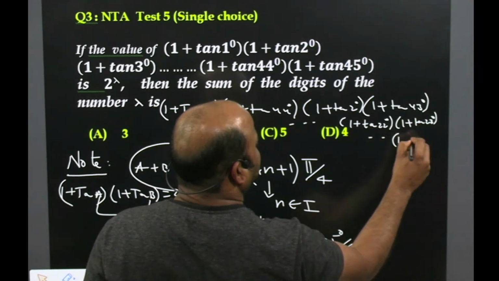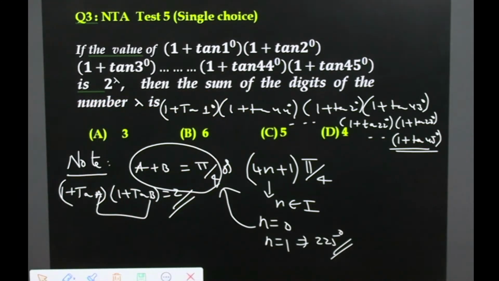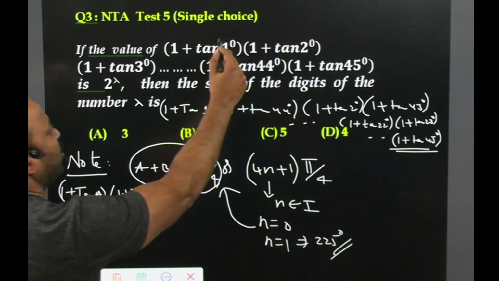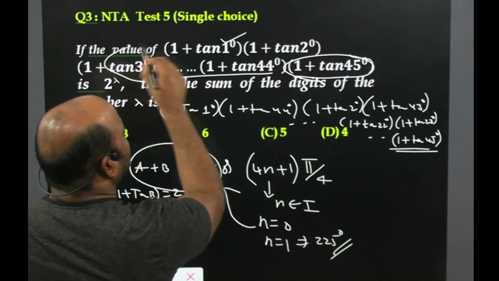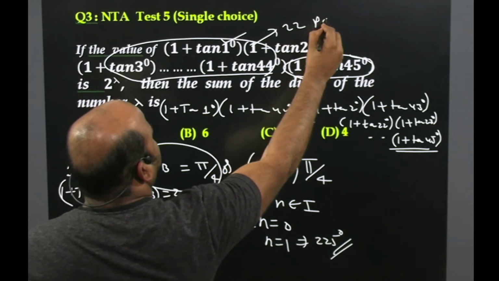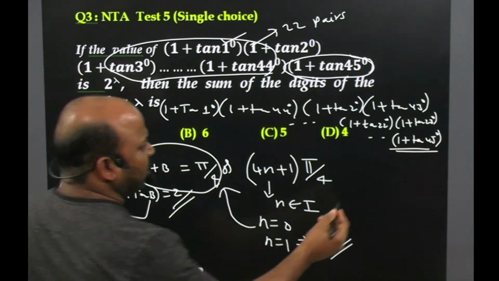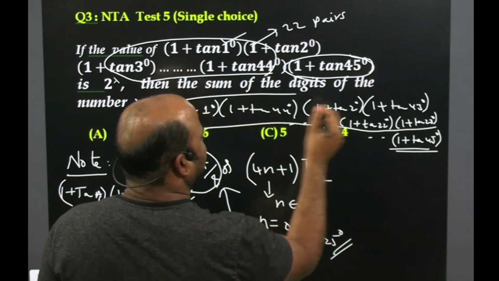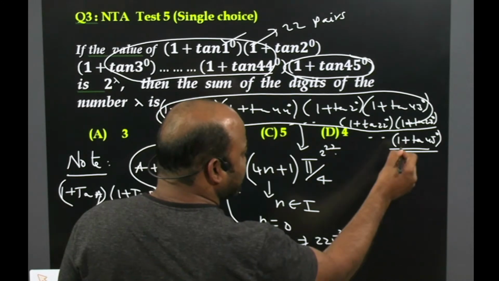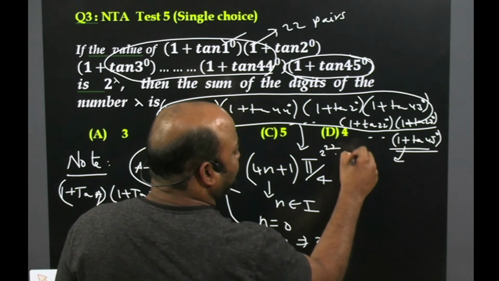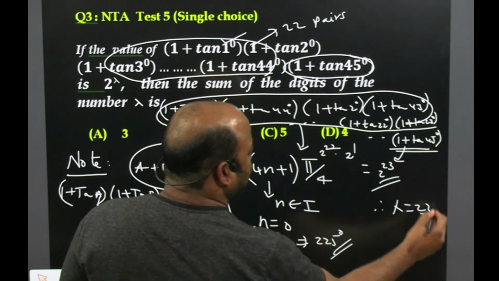Last, the 45 degree term will be there. Use some common sense. I have degree 1 to degree 45, but leave this fellow aside. Till 44 is there. 1 to 44 means you can get 22 pairs. Each pair value is 2. So these are 2 power 22, into this fellow which is 2 power 1. It's nothing but 2 power 23. Therefore, lambda is 23.